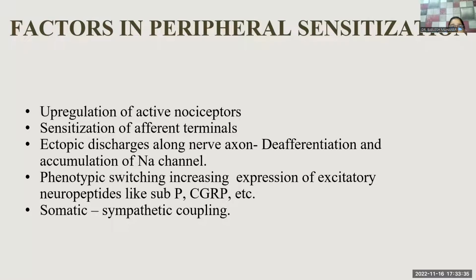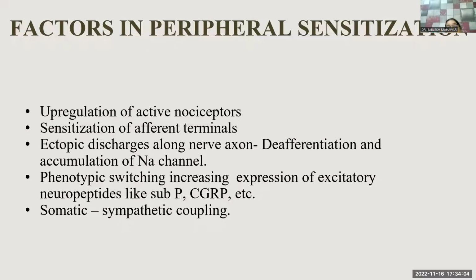Next, one of the factors is phenotypic switching, with increasing expression of the excitatory neuropeptides. As a result of all this, the excitatory neurotransmitters, that is substance P, CGRP, nitric oxide, and sometimes glutamate also, are increased in amount, resulting in more amplification of pain.